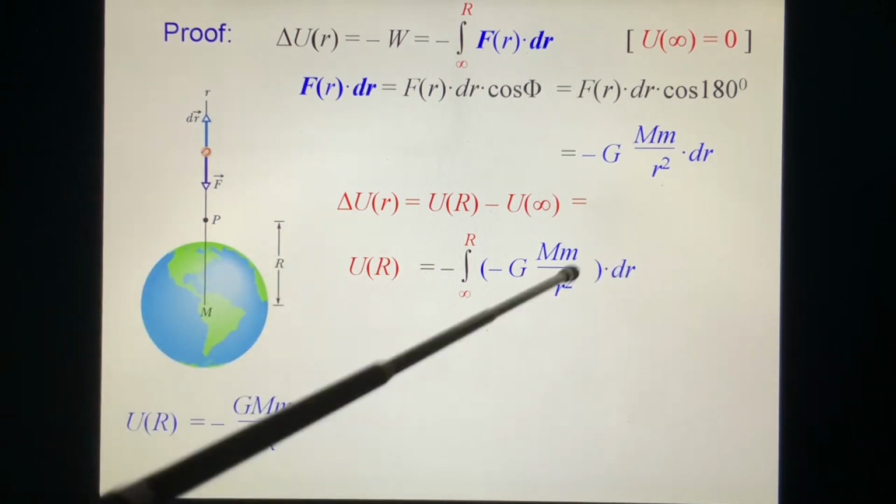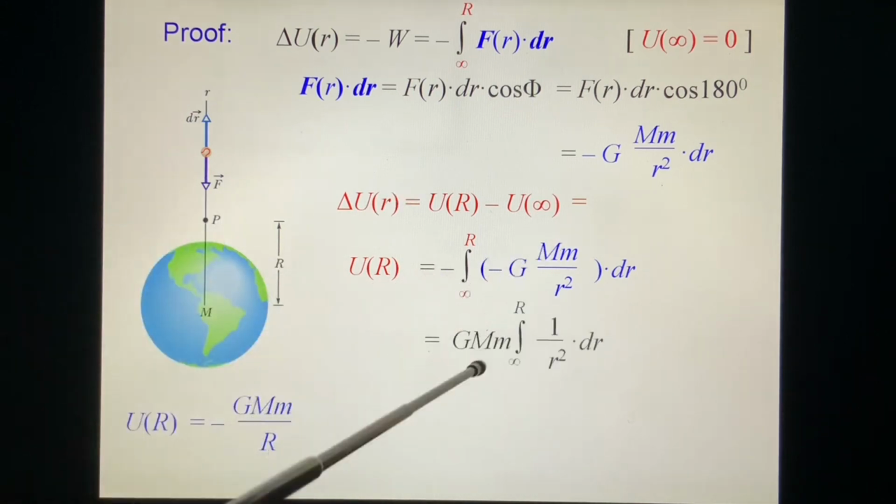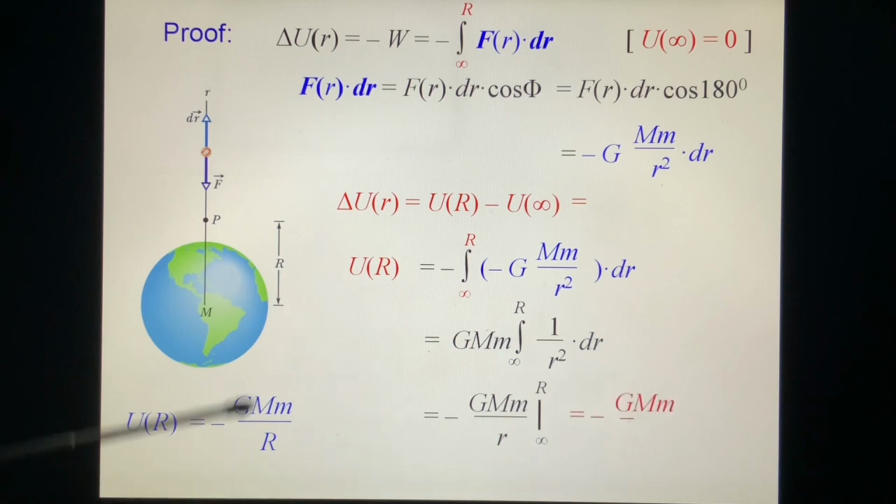Okay? And we very easily find the integration. We take all the constants G, M and m out. The integration of 1 over r squared is minus 1 over r. Very easy. We put the limits inside, and we get this answer.